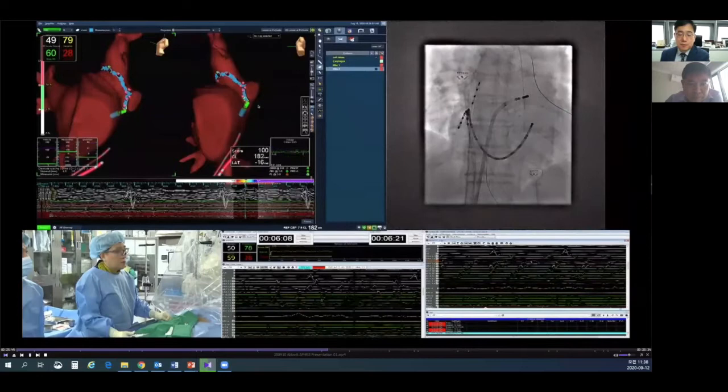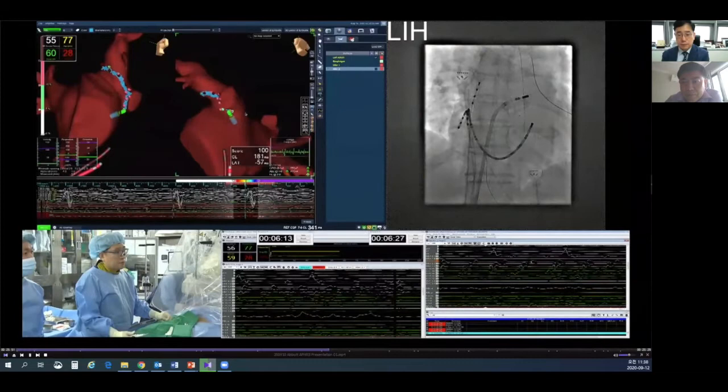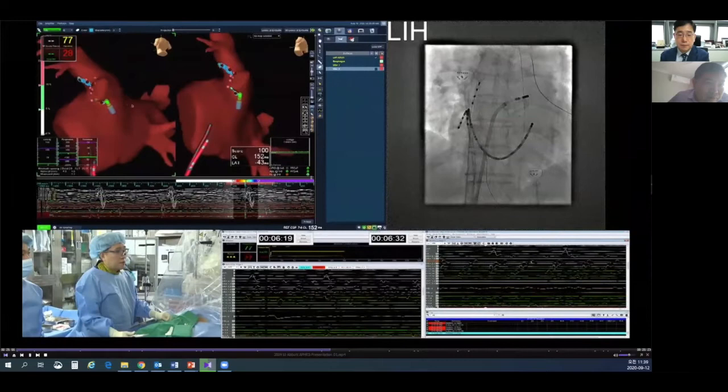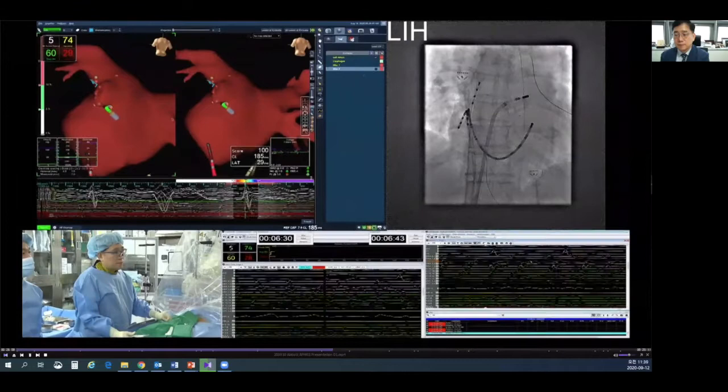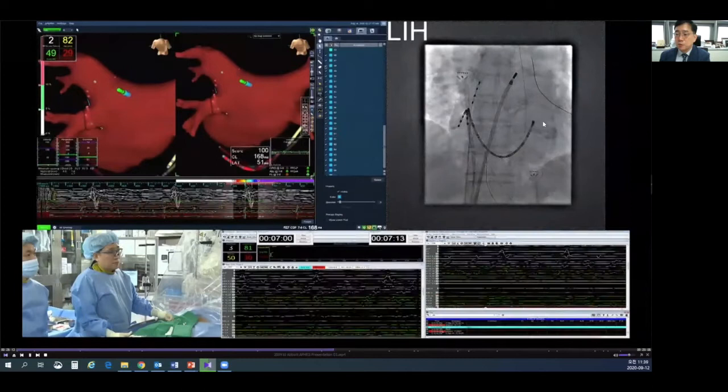Especially the esophagus, aorta, and vertebra. So when I try to ablate the posterior wall, I usually deliver less than 50 watt and less than 10 seconds. And if the patient complains of pain, I stop burning and move to another position. And I think the monitoring of esophageal temperature is mandatory. If you do not monitor esophageal temperature, do not use high power on the posterior wall.